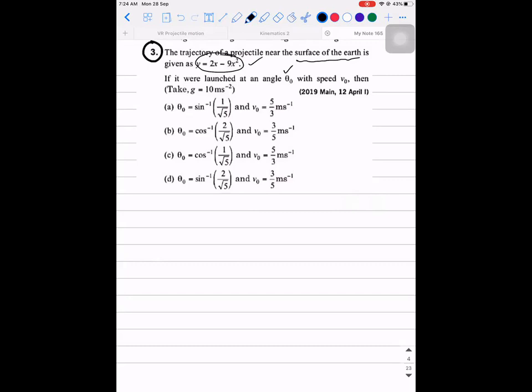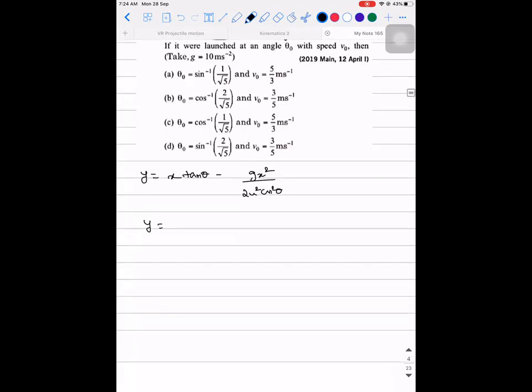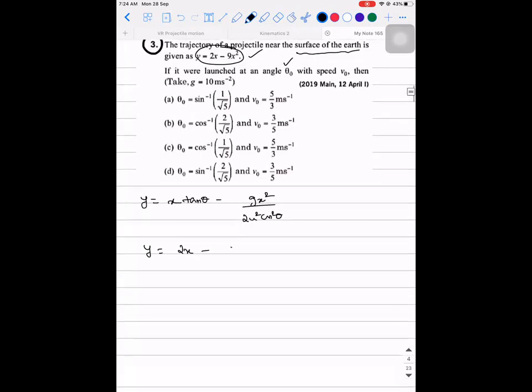So they have given you the equation. We know the equation of projectile is y is equal to x tan theta minus g x square divided by 2u square cos square theta. Accepted? So when you compare it with the equation y is equal to 2x minus 9x square, they're asking theta naught. So I can say tan theta naught is equal to 2, which implies sin theta naught will be equal to 2 divided by root 5. The only option is D.